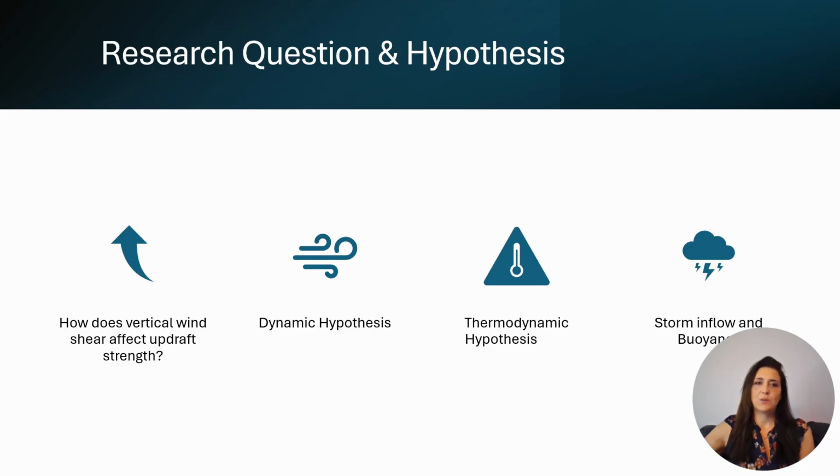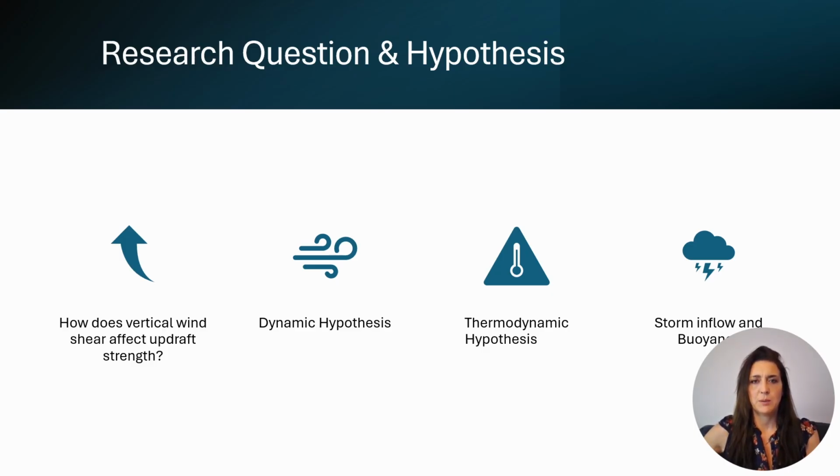The main research question of the study was how vertical wind shear affects the maximum updraft velocities inside supercell thunderstorms. The researchers examined two major hypotheses. The first was called the dynamic hypothesis. This hypothesis suggested that the rotational pressure forces created by strong wind shear directly strengthen supercell updrafts through dynamic pressure accelerations. The second was the thermodynamic hypothesis.